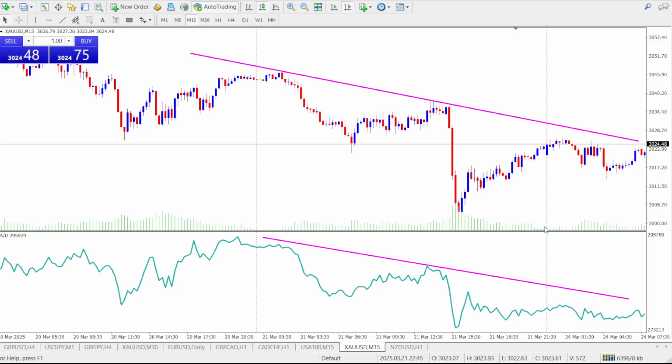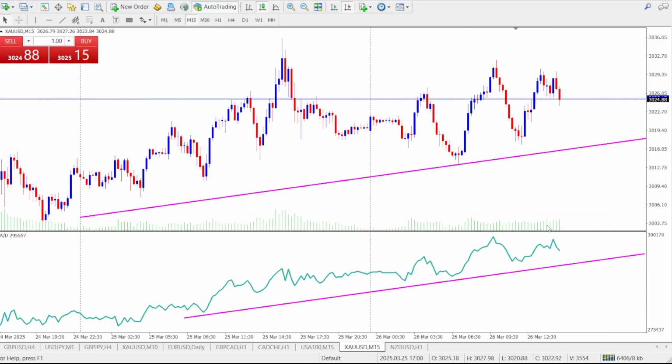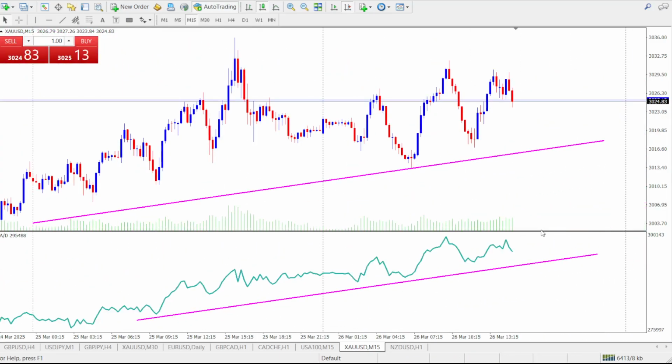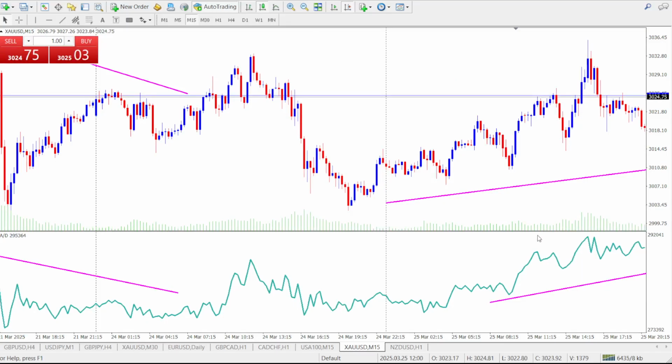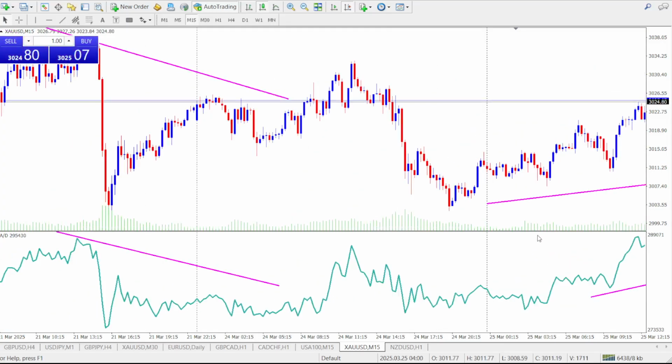Another crucial feature of the AD line is its ability to identify divergences. A divergence occurs when the AD line moves in the opposite direction of the price. It indicates a potential reversal in market direction.